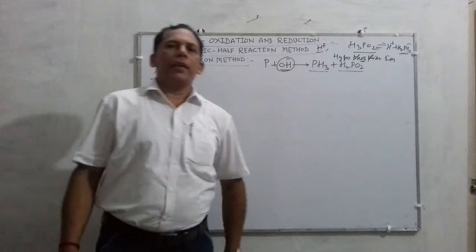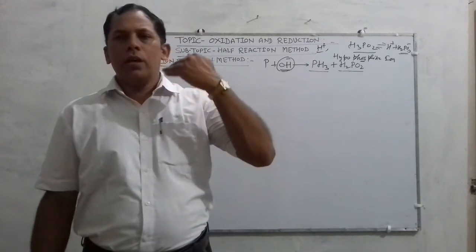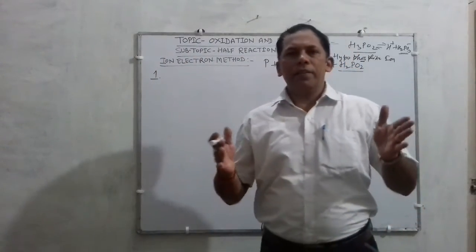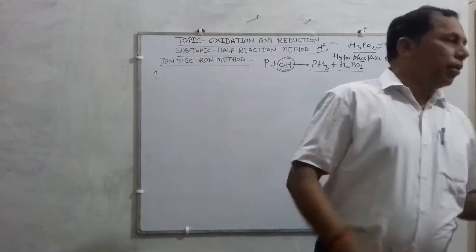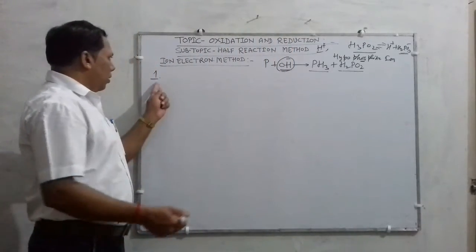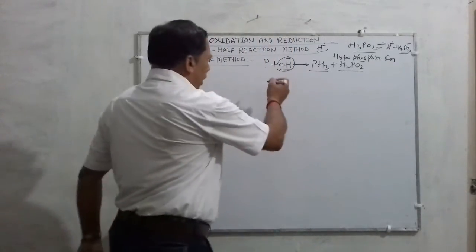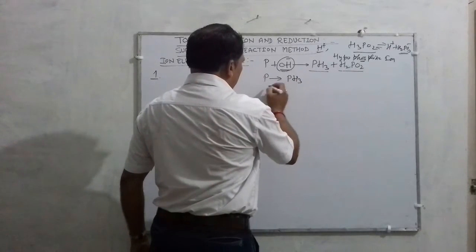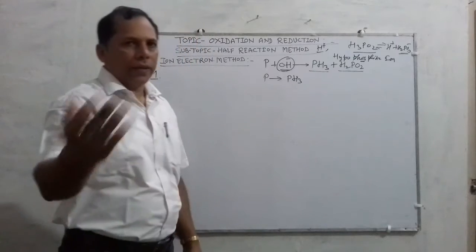Here the reaction is proceeding in a basic medium. So we have to apply the formula for how chemical reactions are balanced when the medium is basic. According to the first rule, we have to divide this reaction into two parts, and these two parts will be called half reactions.